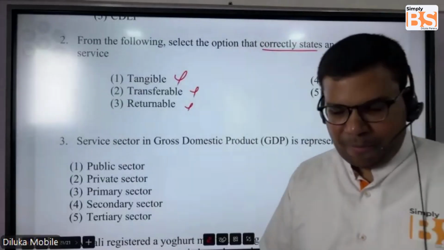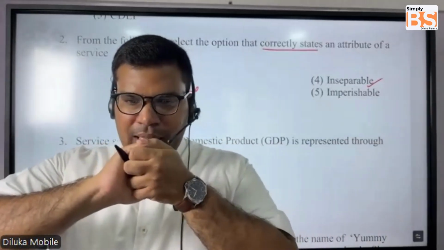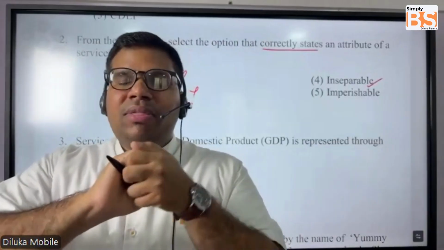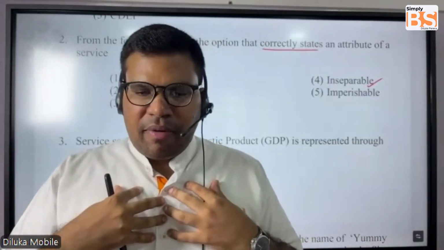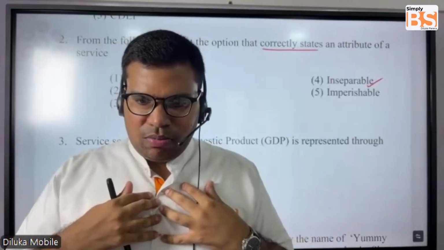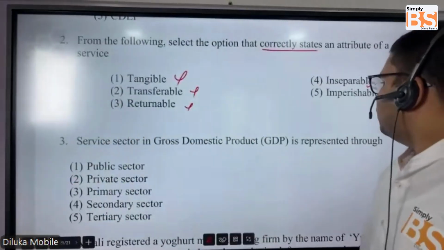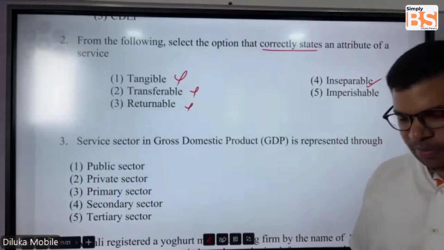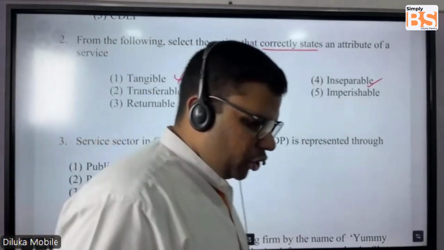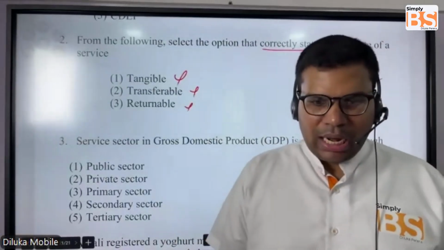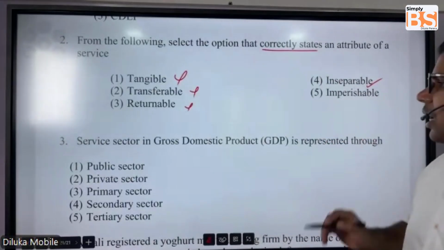Inseparable. This is the answer. The service and the service provider will be the same. You cannot separate the service from the service provider. Like I'm doing the lecture and I'm the service provider. If I stop the class now, then the lecture is over. Inseparable. Imperishable means it can't perish or expire. So services will not have an expiry date or anything. So what's the answer? Answer number 4.